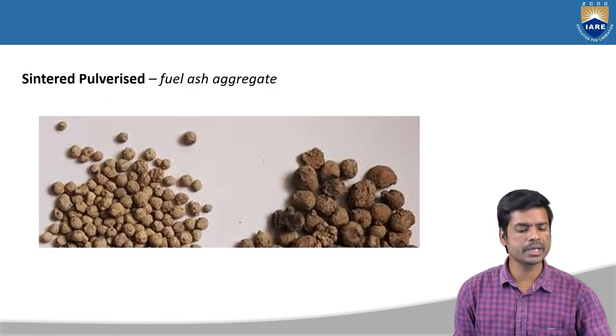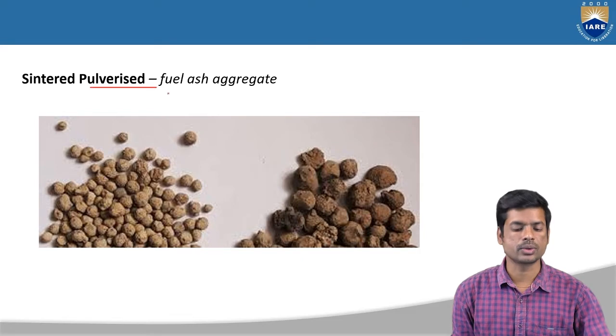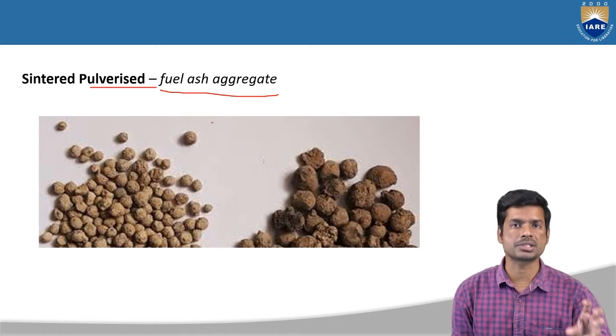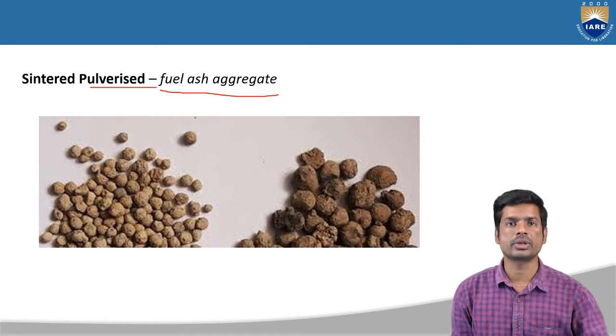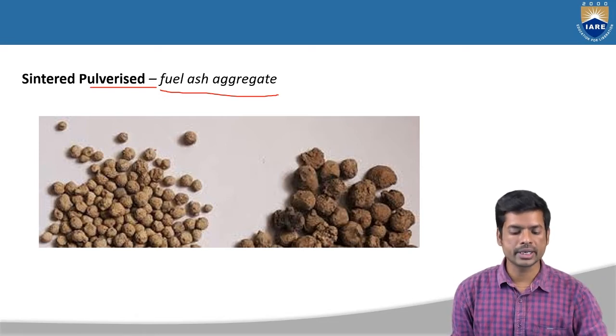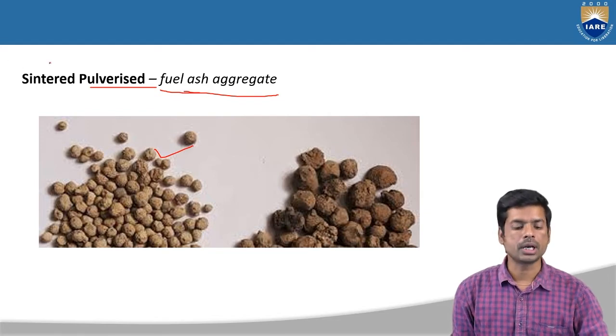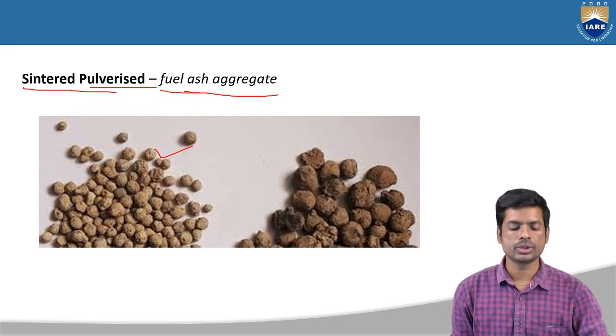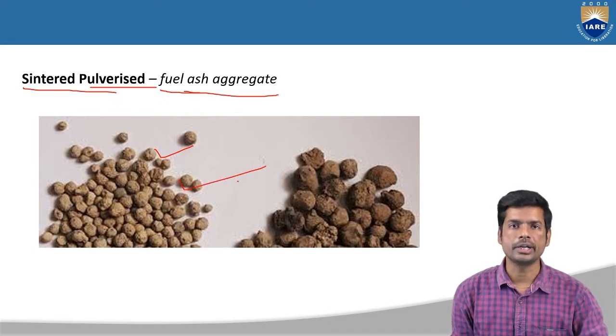Next one, sintered pulverized fuel ash aggregates. Fuel ash aggregates are nothing but from wood fuel we are getting some ash, right? That will be pulverized, subjected to high temperatures, and made into small round particles. So these are the aggregates which are made by using fuel ash. These sintered pulverized aggregates are also used in the preparation of lightweight concrete.